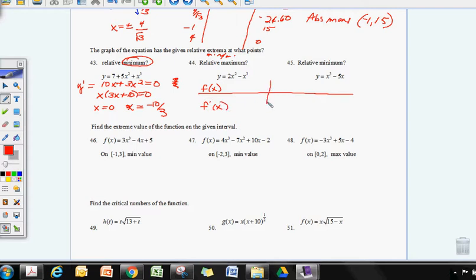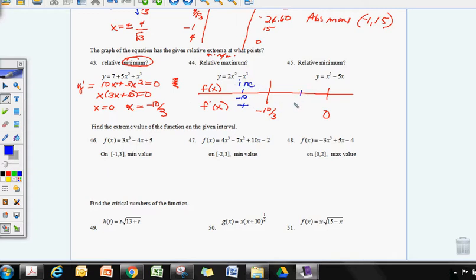And I am just going to test my regions, negative 10/3 and 0. So pick any point you want over here. I'm going to pick negative 10 because I definitely know it's in there. I plug it in there, negative 10. This is negative 30 and 10. This is negative times negative is positive. So here it would be increasing.